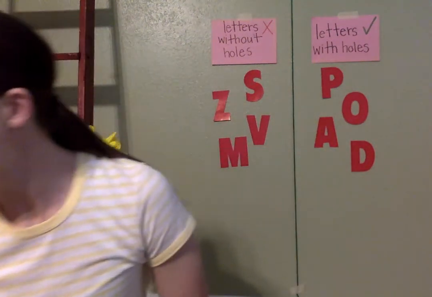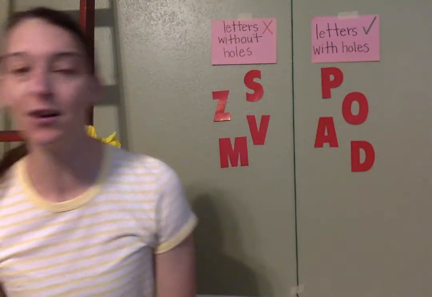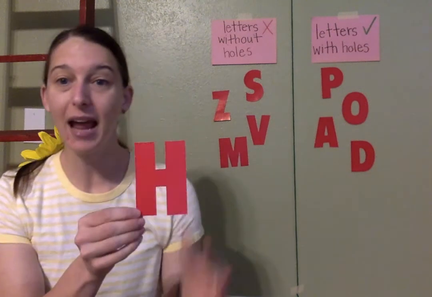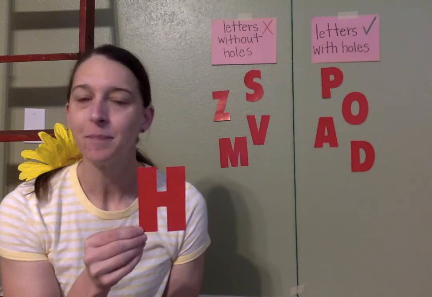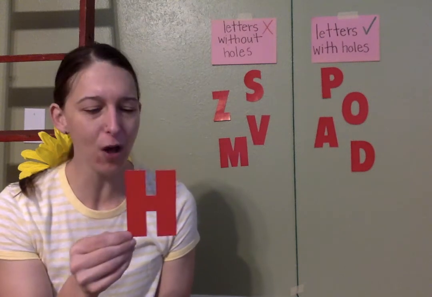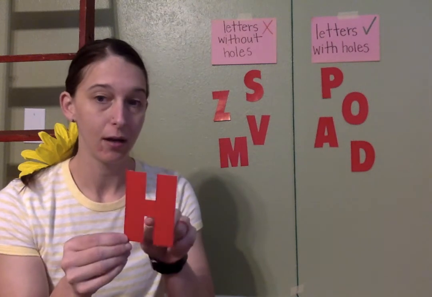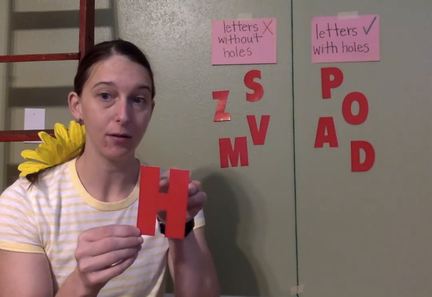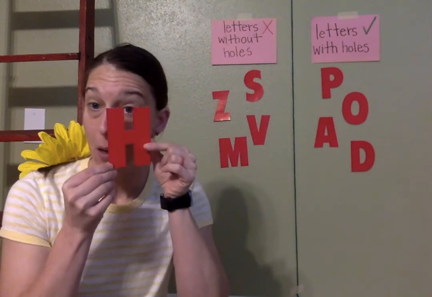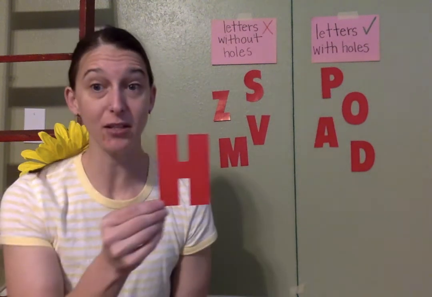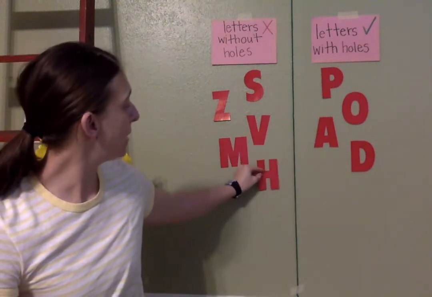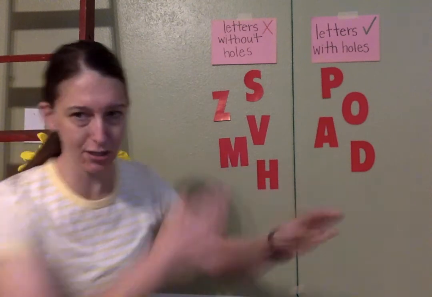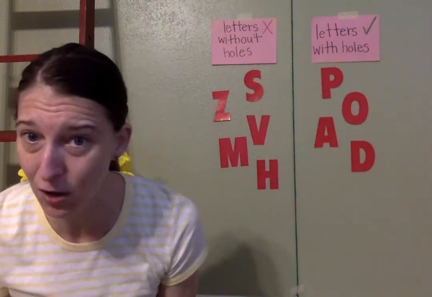All right, let's look. The next letter I have is letter H. H says ha, ha, ha. H, do you have a hole? Let's look. Yep, my finger fell out. Nope, I don't think that H has a hole. So I'm going to put it right over here with S, V, M, and Z. H does not have a hole.